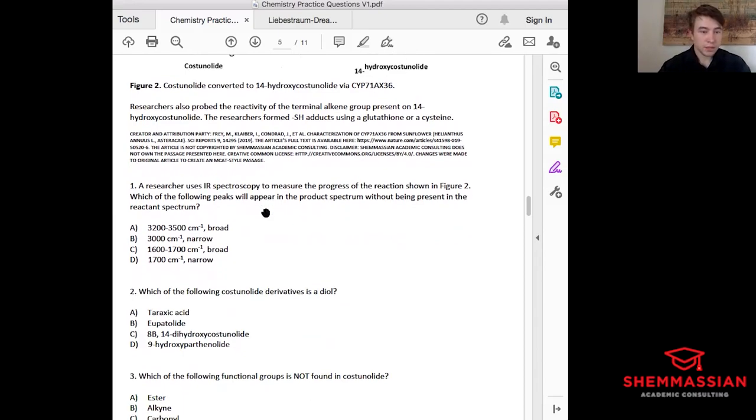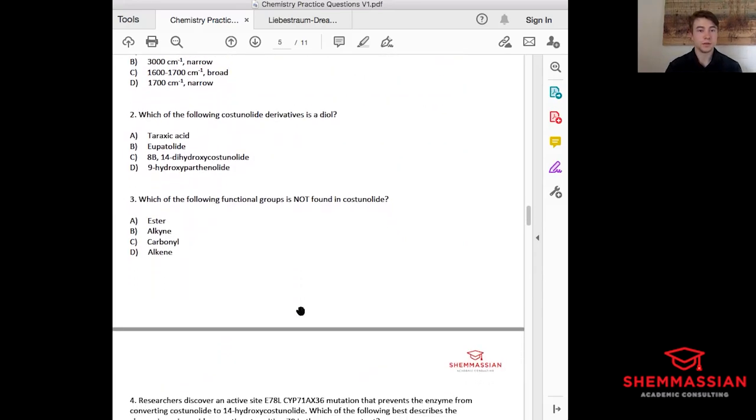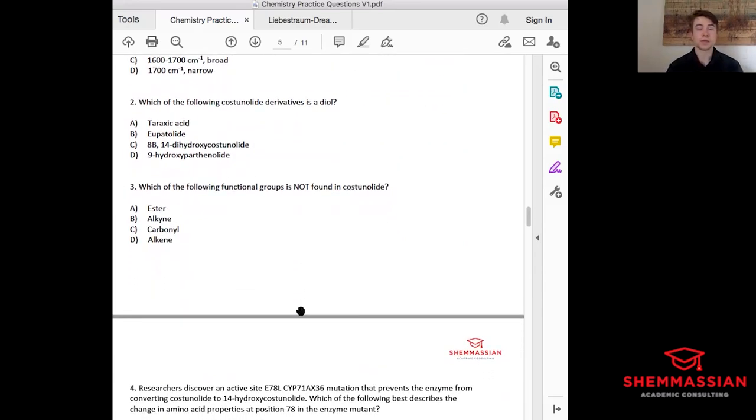Which of the following costunolide derivatives is also a diol? The derivatives were talked about in that first figure. Remember, I just read the caption for that and it talked about the derivatives. I didn't go any more into that figure until I've been asked to by a question. And a diol is a functional group that you should be familiar with for the MCAT. It's a little bit lower yield than carbonyls or alcohols, or maybe alkenes and alkynes.